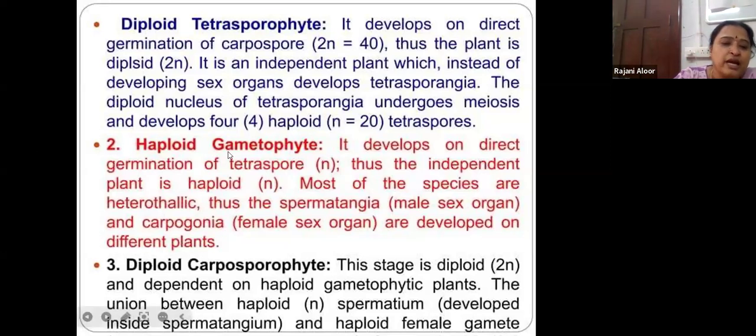Coming to the haploid gametophyte. It develops from direct germination of the tetraspore. How is the tetraspore formed? Where the carposporophyte is, the carpospores produce the tetraspore. This tetraspore developed from direct germination is at the haploid position. The haploid gametophyte develops on direct germination of the tetraspore. Thus, the independent plant is haploid, at the n stage. Most species are heterothallic.